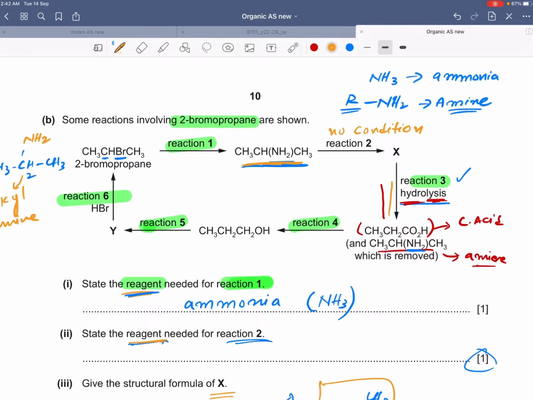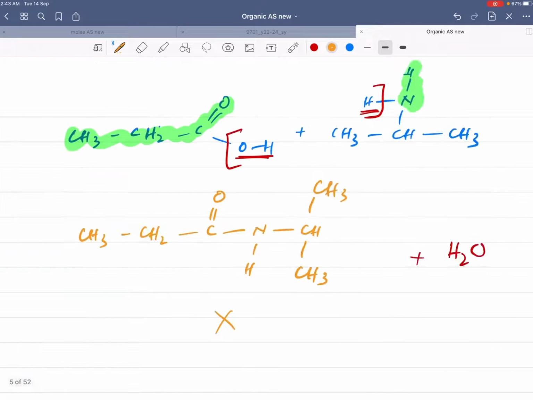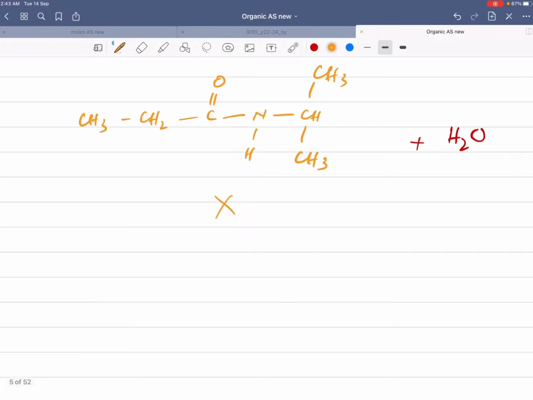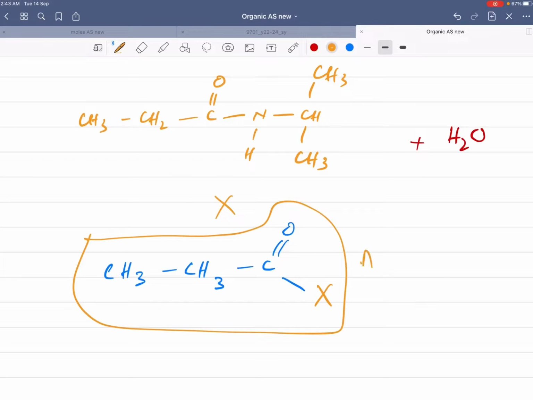The only substances which can react with amines under normal conditions are derivatives of carboxylic acid. This is what you have to remember, because most students would think that the reagent used in reaction 2 is propanoic acid. This is not propanoic acid, because acid does not react with amines under normal conditions. This would be a derivative of carboxylic acid, and that derivative is acyl halide. If we replace OH with X, the compound is called an acyl halide.